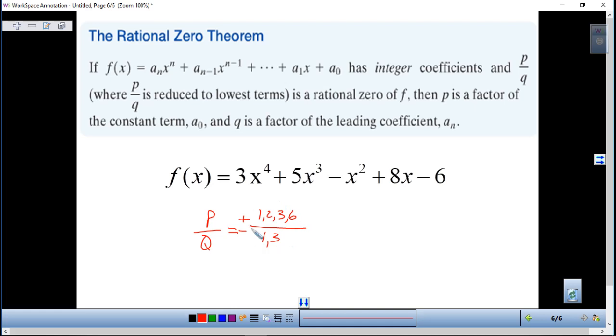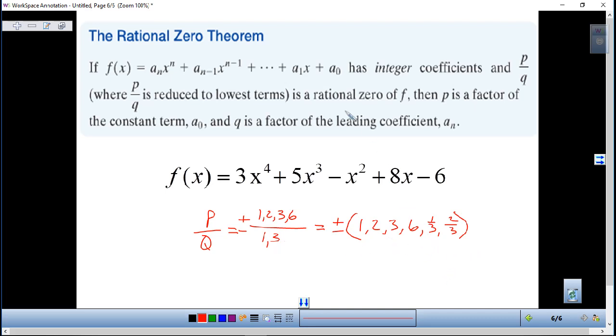So now all you do is you look at every single combination you can come up with here. So we've got plus or minus, and I just do one plus or minus in the whole thing. And we're going to have 1 over 1, which is 1, 2 over 1, which is 2, 3 over 1, which is 3, 6 over 1, which is 6, 1 over 3, which is 1/3, 2 over 3, which is 2/3, 3 over 3, which is 1, we already have, and 6 over 3, which is 2, which we already have.